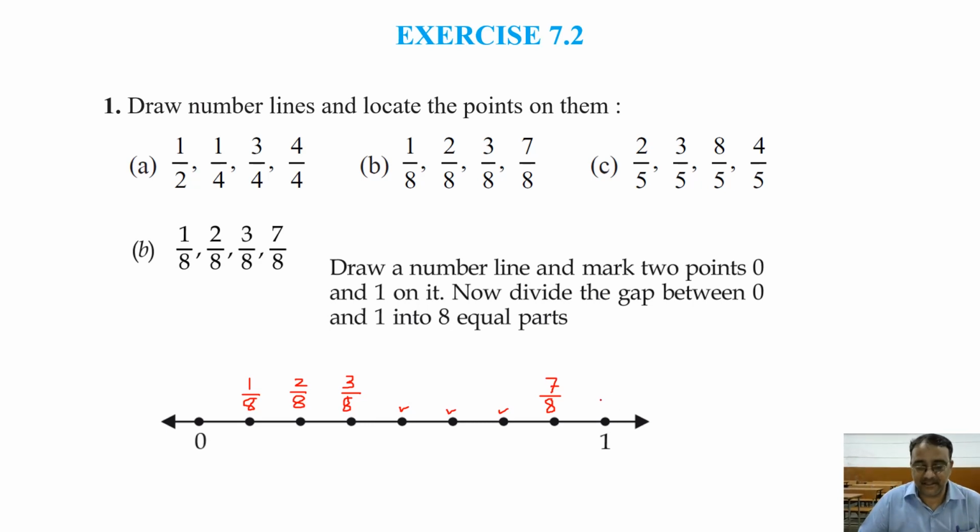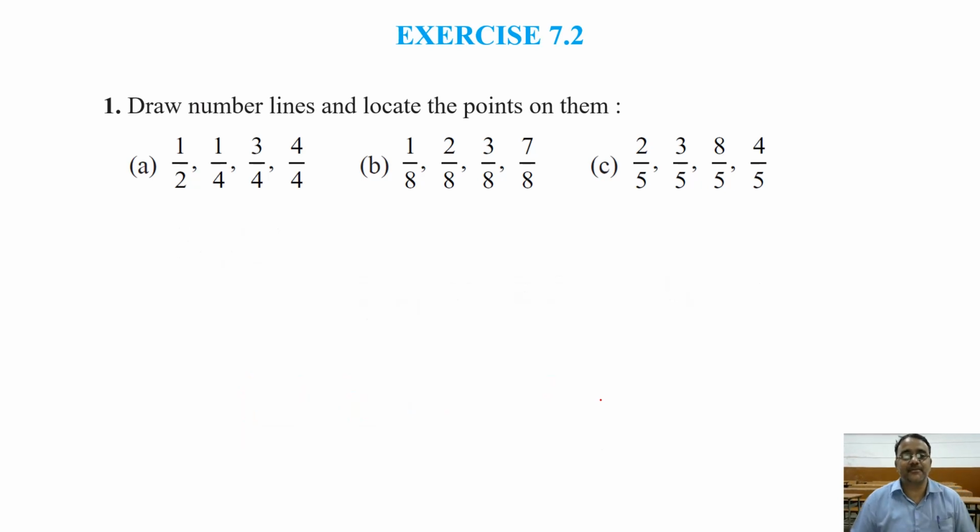So here 8 by 8. Okay. So now we are moving toward C bit. 2 by 5, 3 by 5, 8 by 5 and 4 by 5. Here also all the denominators are same. So किसी को change करने की ज़रूरत नहीं है.